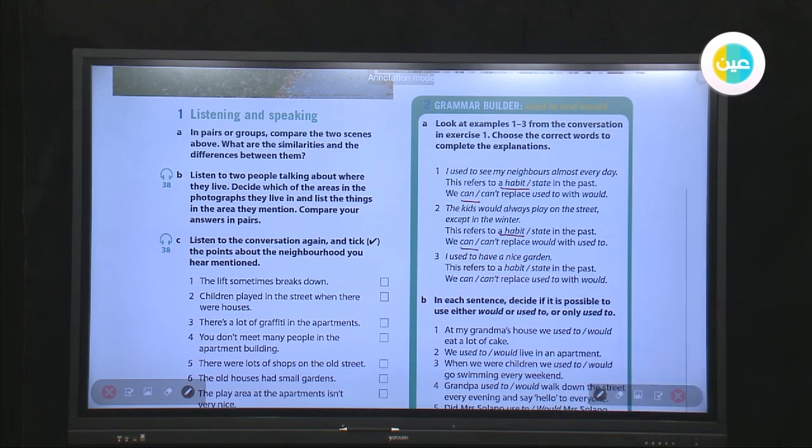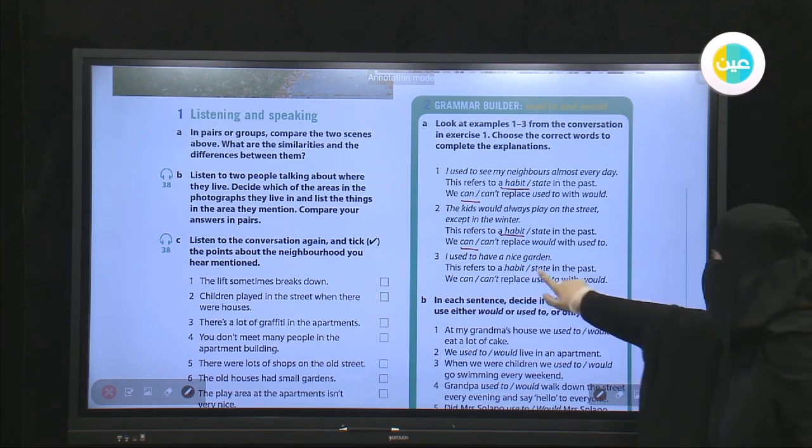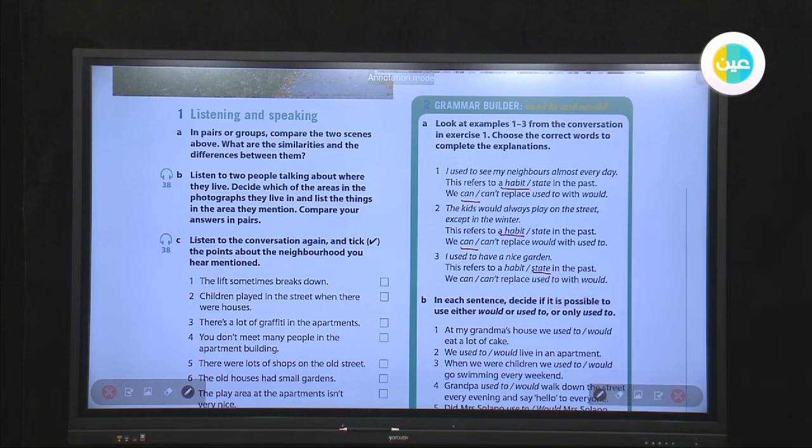I used to have a nice garden. This refers to a habit or a state in the past. Is it something repeated or something fact about me in the past? Yes, it refers to a state in the past.